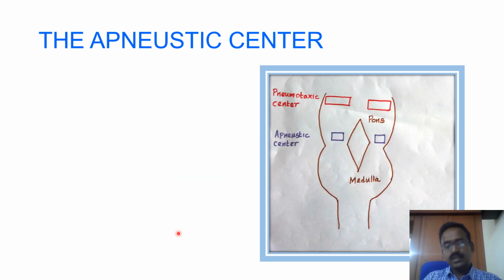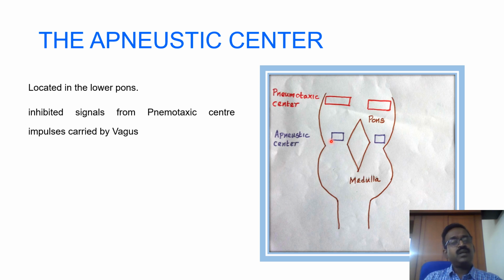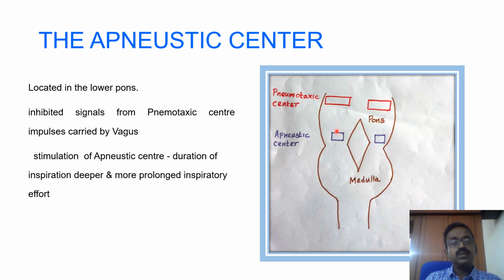The apneustic center is located in the lower pons. Apneusis means prolonged inspiration. The apneustic center is inhibited by the pneumotaxic center, through the vagus nerve. Stimulation of the apneustic center produces deep inspiration and a prolonged inspiratory effect.